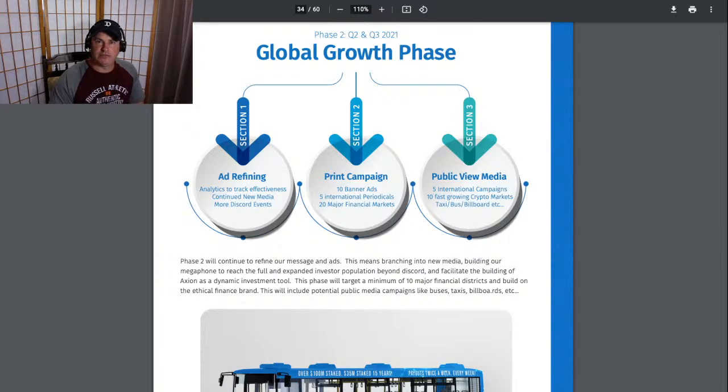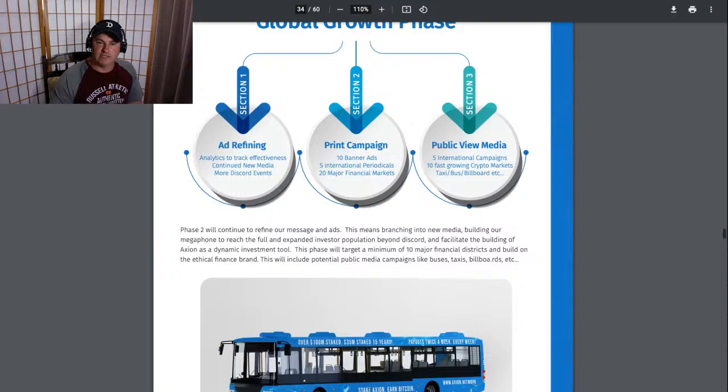And just be patient with the team with the rollout. Marketing takes time to roll out and has to be synchronized, has to be smart, has to target the right people. And so it's going to be fun stuff right there in that print campaign. Build public media view, 5 international campaigns, 10 fast growing crypto markets, taxi, bus and billboards. So some physical presence as well to beef that up.